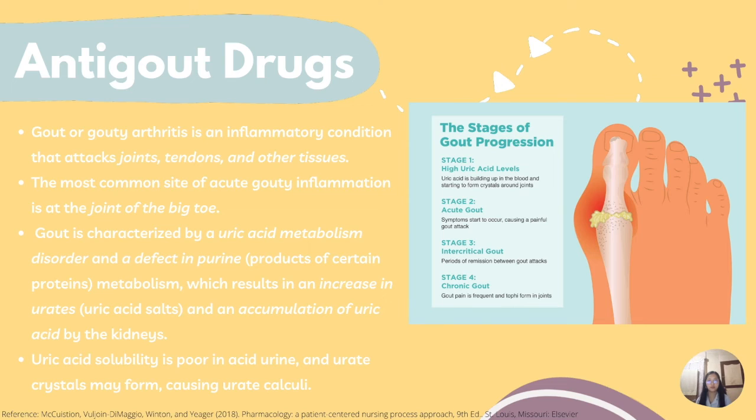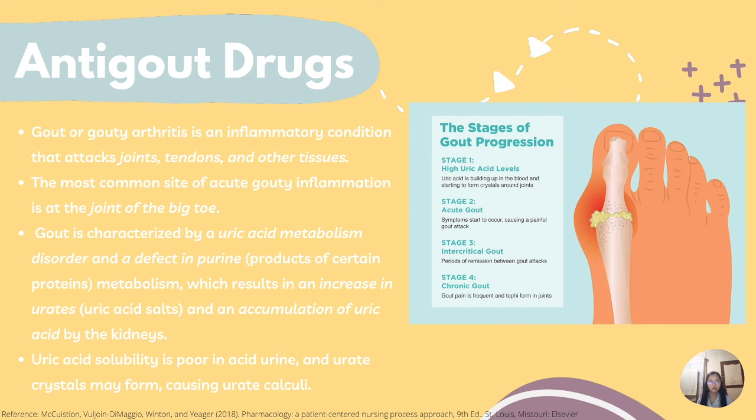Now that we're done discussing the disease-modifying anti-rheumatic drugs, let us move on with the anti-gout drugs. Gout or gouty arthritis is an inflammatory condition that attacks joints, tendons, and other tissues. The most common site of acute gouty inflammation is the joint of our big toe, which you can see here in the picture that I provided.